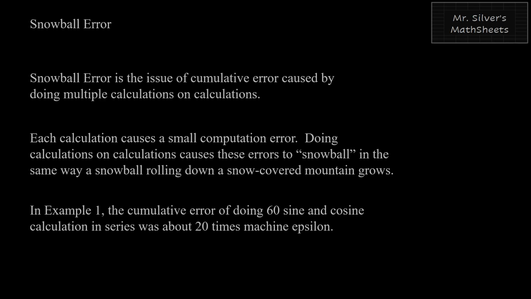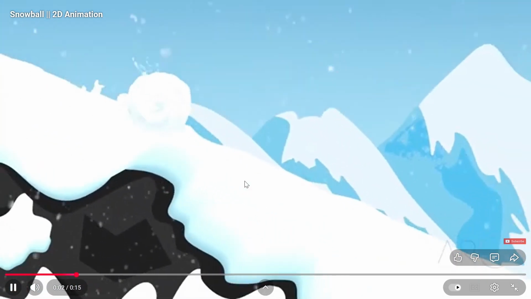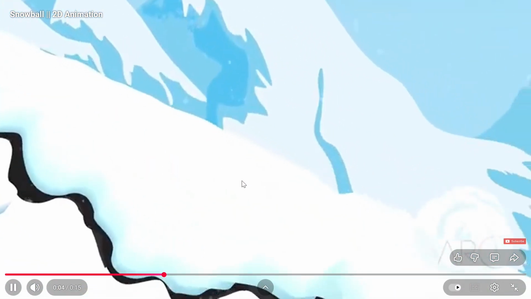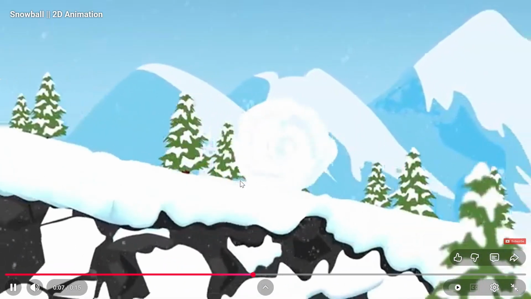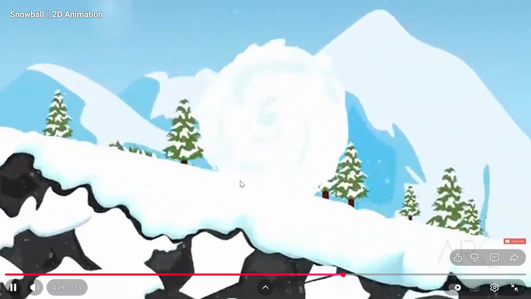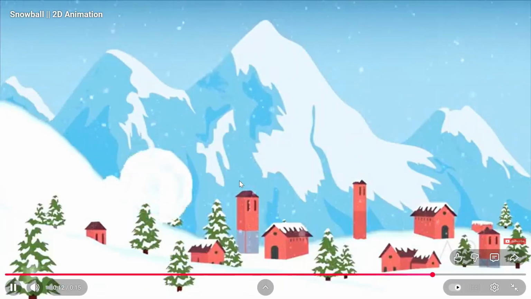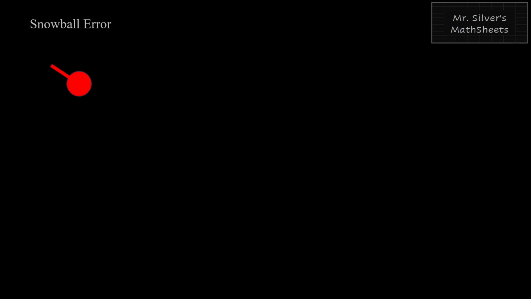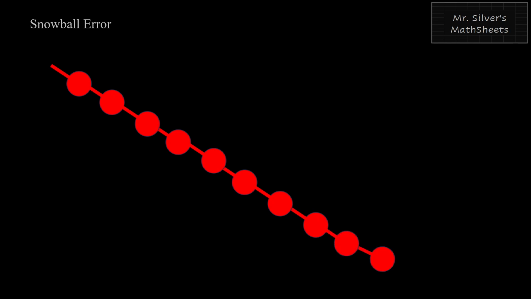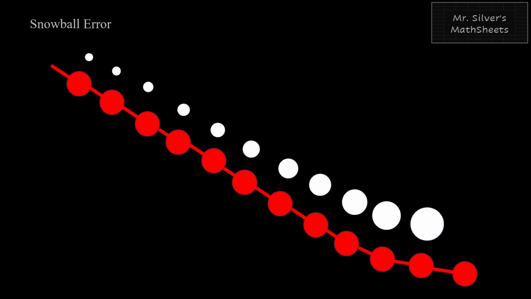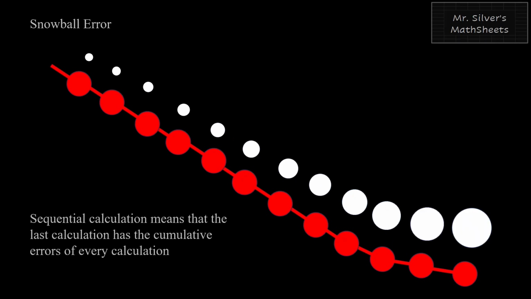So in example 1, we saw the snowball error was 20 machine epsilon. This is what's happening when you're doing your calculation. They're just growing, causing a disaster. So these are sequential calculations, and each calculation is causing a bigger and bigger snowball error. That's because each error is the sum of all the errors prior.